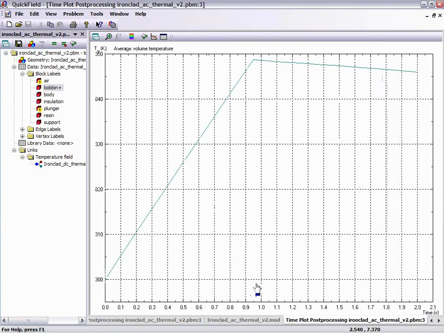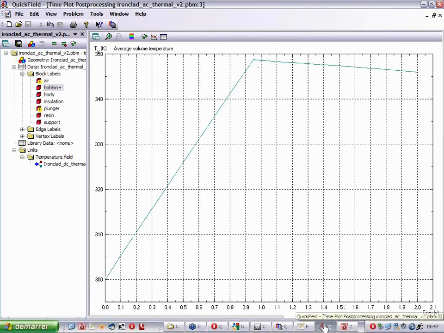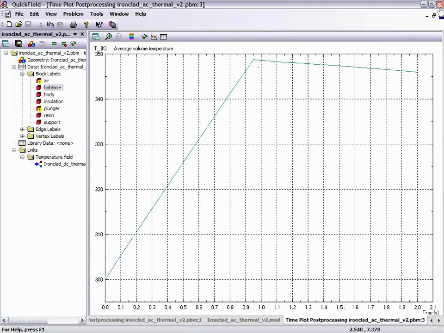You can see that my calculation is finished. So we have the increase of temperature. During 1 second we have our over voltage or our power due to the Joule effect. And after 1 second it is stopped, and then the temperature is falling down. But we can see that we have attained a 50-degree difference from the start.